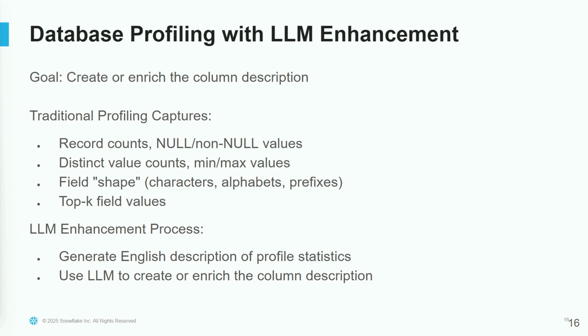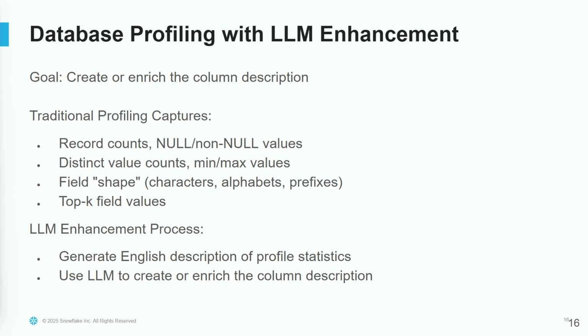So the way data profiling works is you generate statistics and you profile every single column. You look at the number of rows in that column where data exists, the number of null values, the number of distinct values, the mean of the column, the max, the median. You even look at the most common values, like the top K. And then you generate an English description of all those statistics.